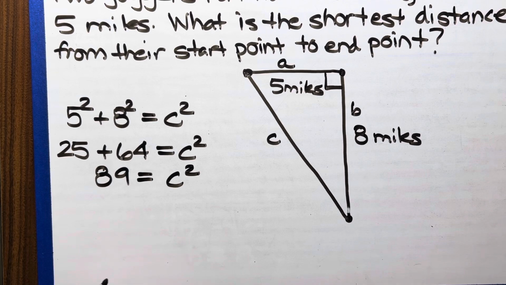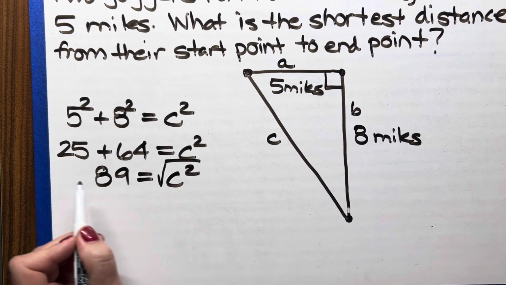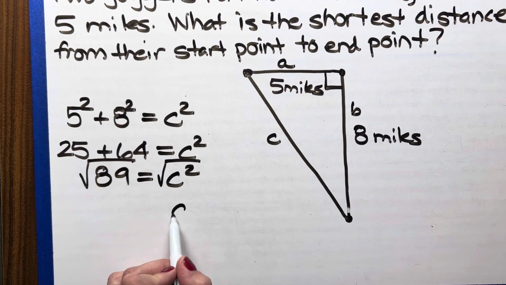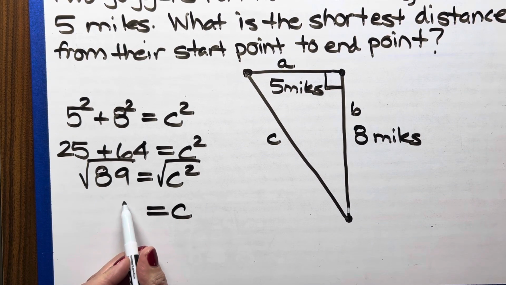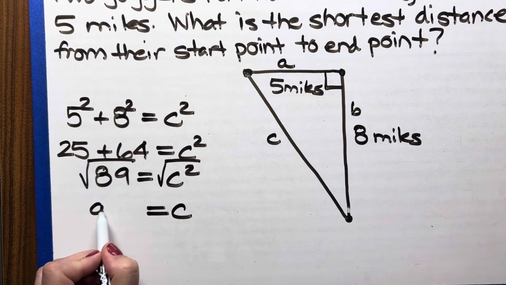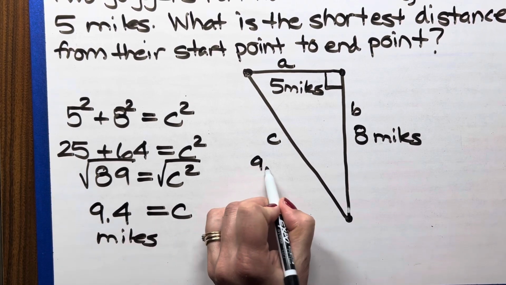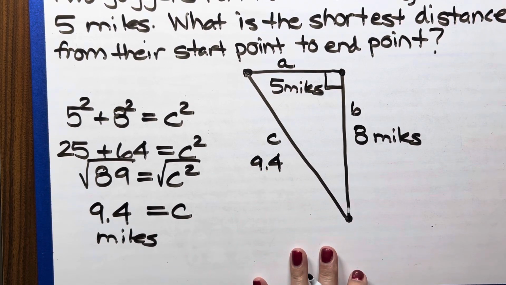Now, 89 is not a perfect square. So when we take the square root of both sides to solve this, we are going to get a decimal, and we'll round this one to the nearest tenth of a mile. So if you have your calculator, you can take the square root of 89, and you should get that C is about 9.4 miles. That would be our value of our hypotenuse.